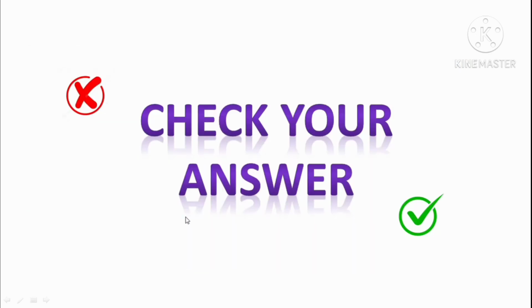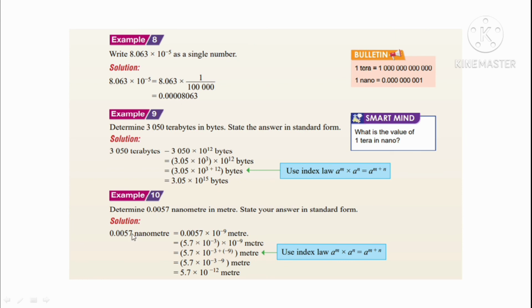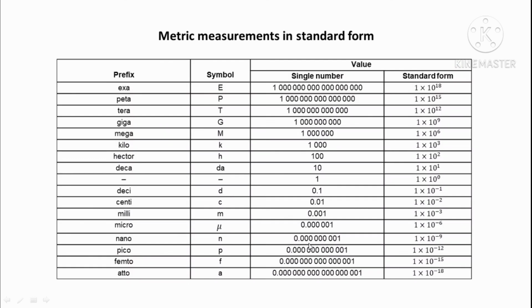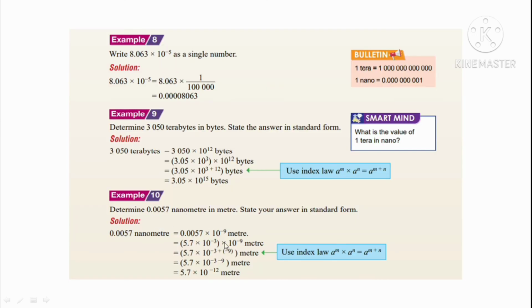And for this example, it seems like it is less than 1, right? So it will be 0.0057, and nano represents 1 times 10 to the power of negative 9. So let us see for this example, it will be 0.0057 times 10 to the power of negative 9 in meters. We won't convert it in standard form, but in meters.